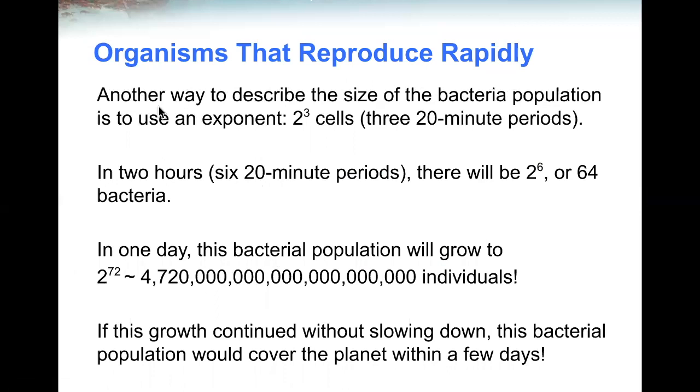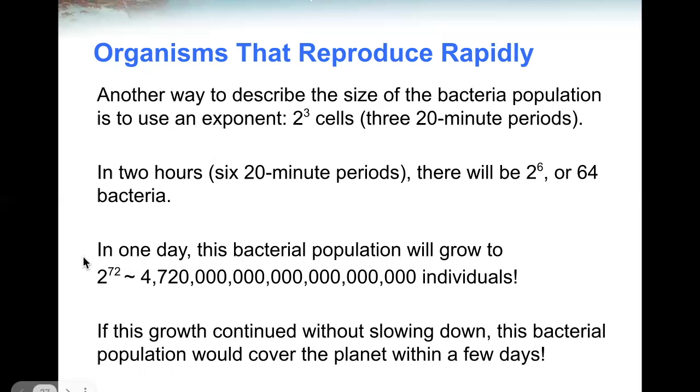Another way to describe the size of the bacteria population is to use exponents. 2 raised to the 3rd power is 3 20-minute periods. In 2 hours, 6 20-minute periods, there will be 2 to the 6th, or 64 bacteria.